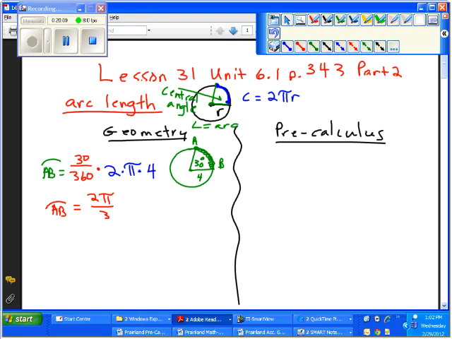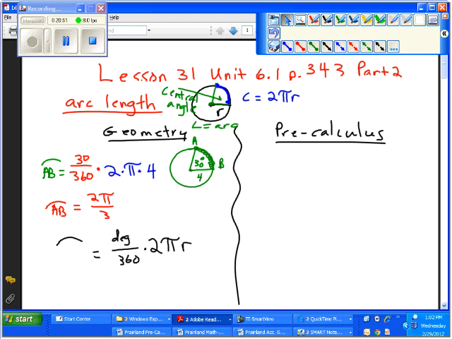Now, let me show you just something. What if we wrote a formula? The length of the arc is equal to the degree over 360 times 2 times pi times radius. You see that? You understand that's the formula? Degree over 360 times 2 times pi times radius.